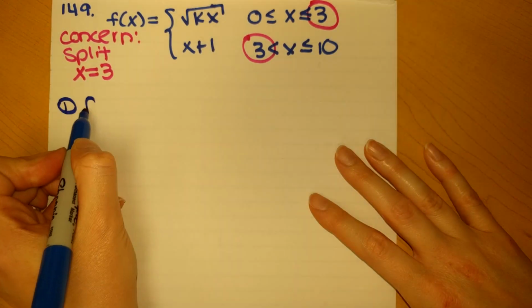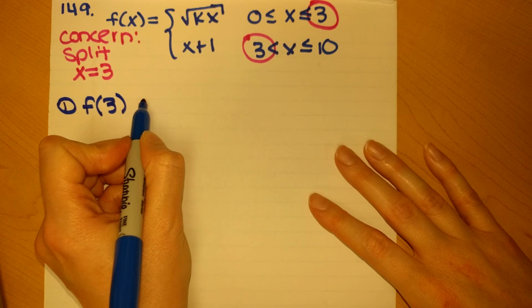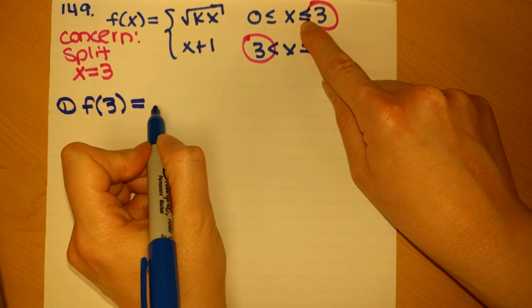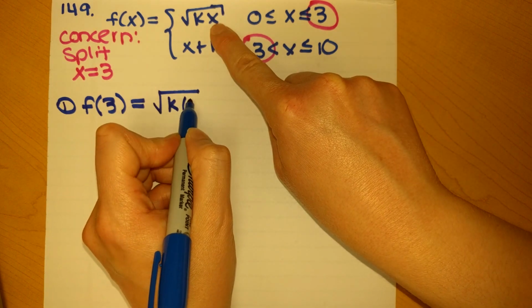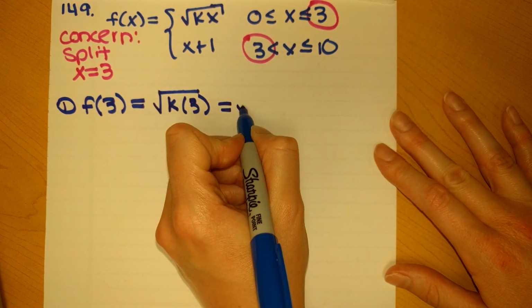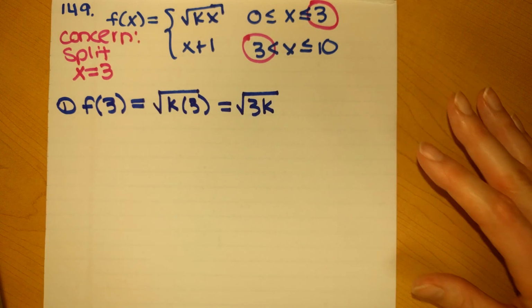So our first step, we look at f of 3. F of 3 is defined. It is the square root of kx, so we will plug in x is equal to 3 there and get that it's the square root of 3k.